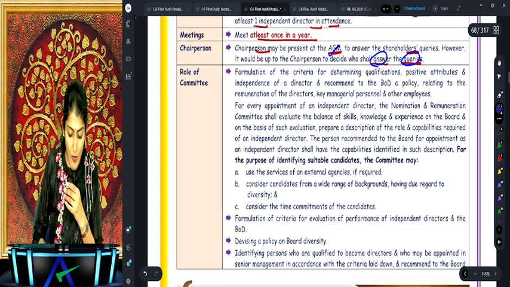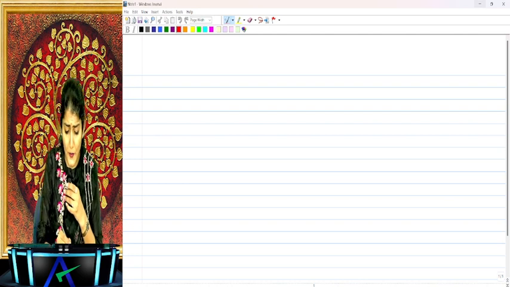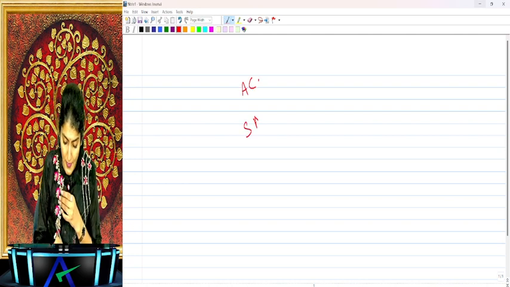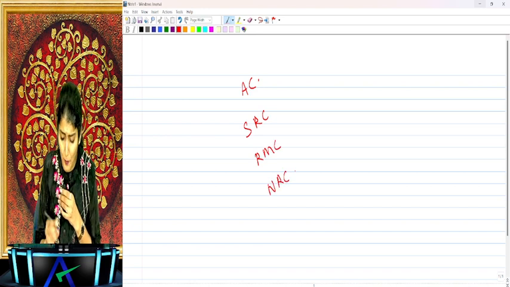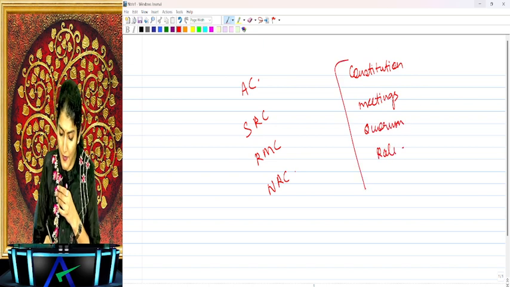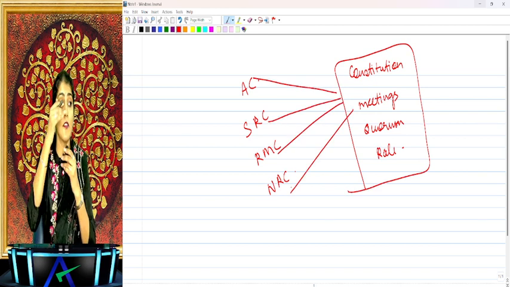Okay. And now coming to the next question, which is regarding the role of the Nomination Remuneration Committee. What did I tell you? Audit Committee, Stakeholders Relationship Committee, Risk Management Committee, and the Nomination Remuneration Committee. For each committee, what should you be knowing? The constitution. You should be knowing the meetings. You should be knowing the quorum for the meeting, and then you should be knowing the role of that particular committee.